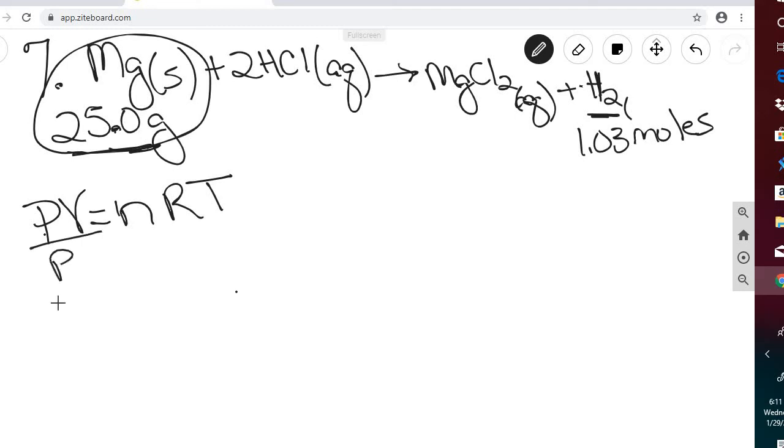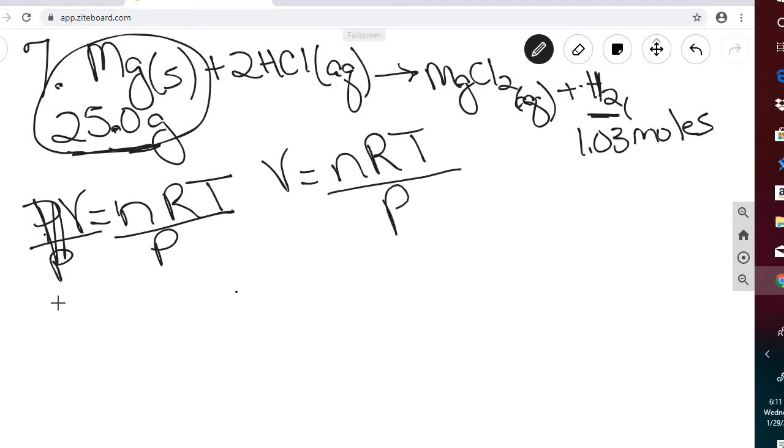And we want to know how many liters, so we want to solve for volume. So we'll divide both sides by P. So what we have then is that V is equal to, so the P's cancel here, V is equal to nRT divided by P. Okay, so then let's look what other variables were we given.